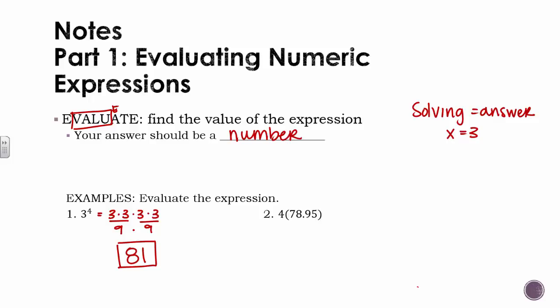Now this one over here is a little harder, but remember these parentheses here, if there's no symbol in between, means that we're going to multiply. We're not going to distribute this to all of the numbers in here. We're just going to multiply 4 times 78.95.